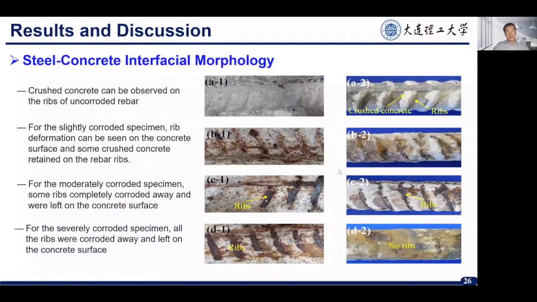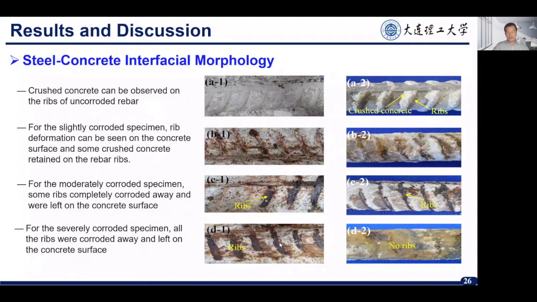Okay, so this is the steel-concrete interface morphology after the pull-out test for uncorroded specimens and slightly, moderately, and severely corroded specimens. We can see that for the uncorroded specimens, there's some crushed concrete left on the steel ribs. For the slightly corroded specimens, only a small portion of the ribs corroded and was left on the concrete surface. For this one, I think the mass loss is greater than 20%.